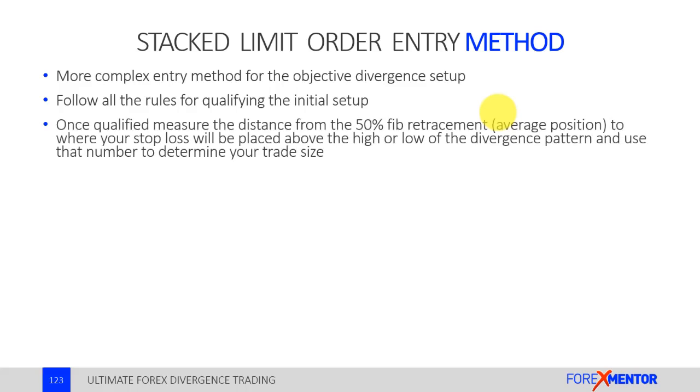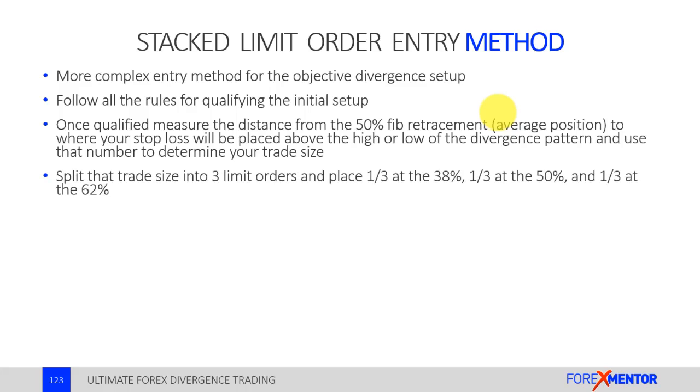Okay, now once qualified, we're going to measure the distance from the 50% Fibonacci retracement, which will give us an average position, to where your stop loss will be placed, which is above the high or the low of the divergence pattern, and use that number to determine your trade size. So again, you're going to measure from the 50% fib and put that number into your risk calculator, because that's going to be our average position.